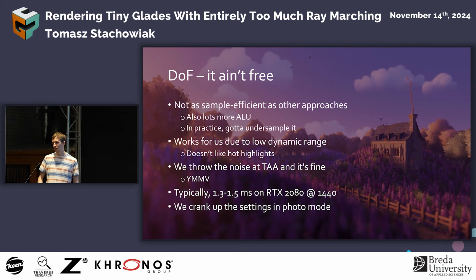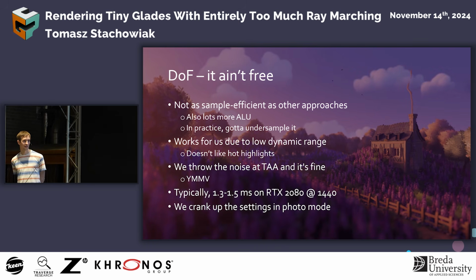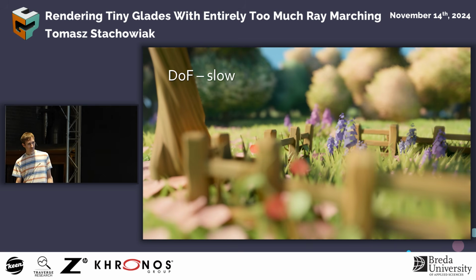And in practice, for us, we just throw the resulting noise at TAA, and at least in our case, it works. But in other cases, it might give you the typical ghosting. For us, it runs in roughly 1.3 to 1.5 milliseconds on a 2080 at 1440p. So it's sufficient, at least. In photo mode, we also crank up the settings, because when you have the full tilt shift, you need a few more samples to properly resolve it.